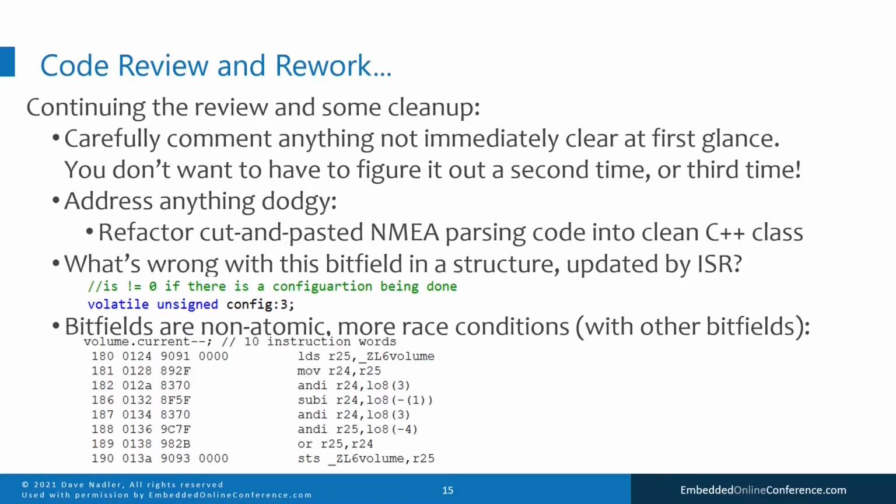So bit fields, they're not atomic. They cause race conditions like this. They take up a lot of space. And in this case, getting rid of the bit fields saved 1.5 KB of flash and cost 22 bytes of RAM. So don't use bit fields unless you have a very good reason.